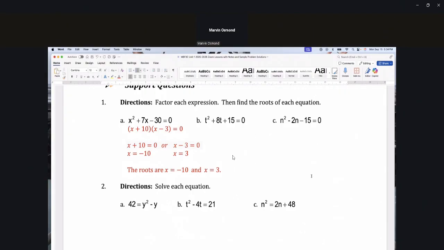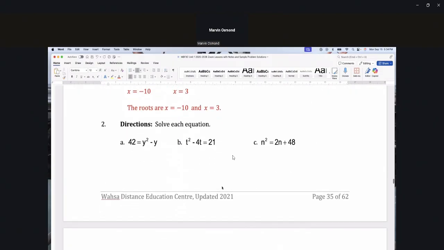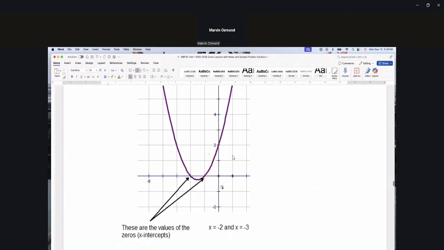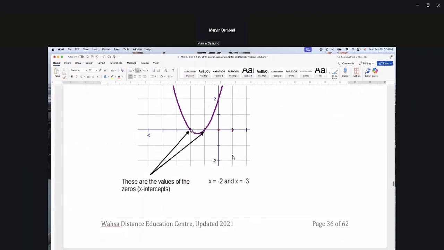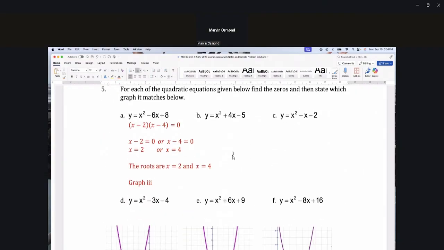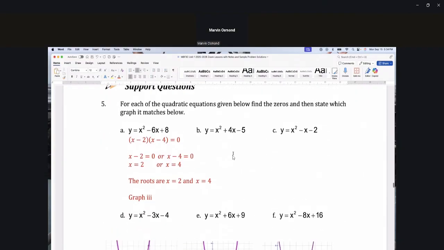So the rest of this particular one and number 2 are done the same way. Then we're going to scroll down and they talk about what the x-intercepts are. Shows you right there what they are. And so this particular support question number 5, it lists 1, 2, 3, 4, 5, 6 different quadratic equations.